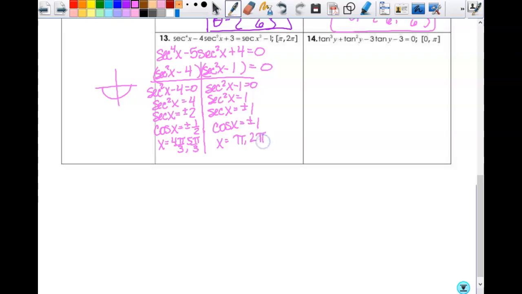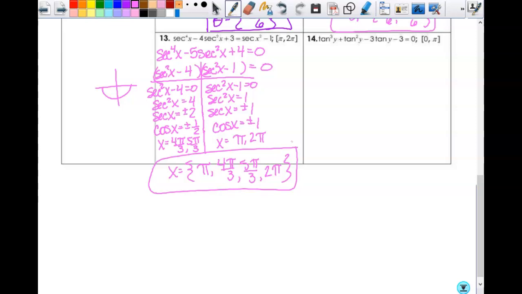And then you need to put them in order. So this is going to give me pi, then 4 pi thirds, 5 pi thirds, and 2 pi. And if this had gone from 0 to 2 pi, make sure that you're putting in there 0 and 2 pi for that, something like that, so it kind of shows up twice. Okay. We good? All right, so let's look at 14.